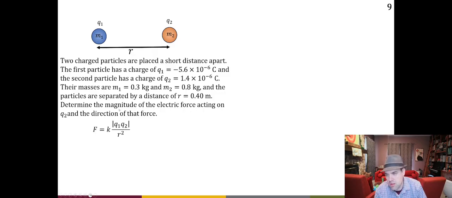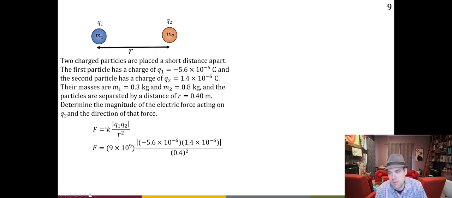So I can use Coulomb's law, K Q1 Q2 over R squared. So I can just plug in our values here. K is 9 times 10 to the ninth. Q1 is this negative 5.6 number. Q2 is this 1.4 number. And R, the distance between the two, is 0.4. So I can plug all of these into our calculator, remember, this is the magnitude, and I arrive at a force of 0.441 newtons. Now, what is the direction of this force?